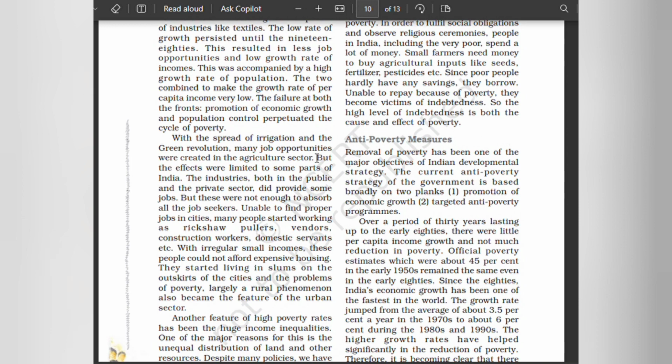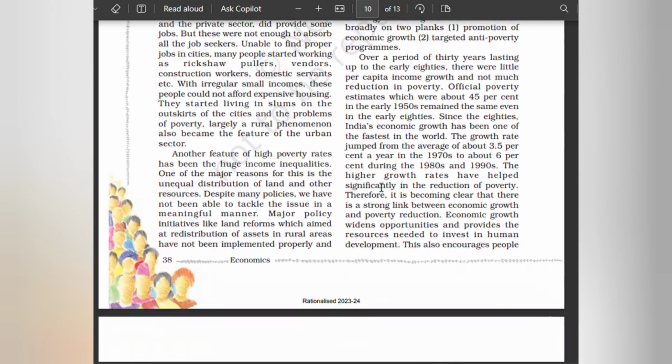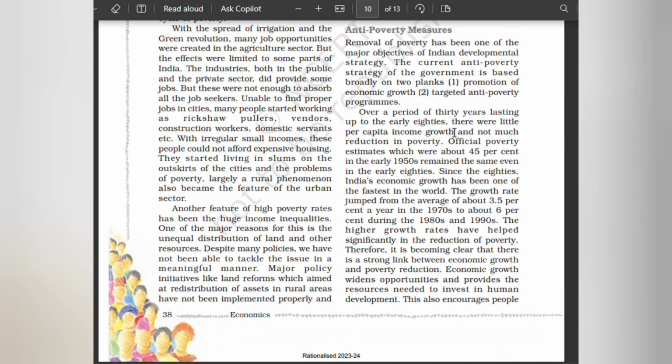Anti-poverty measures. Removal of poverty has been one of the major objectives of Indian developmental strategy. The current anti-poverty strategy of the government is based broadly on two plans: promotion of economic growth and targeted anti-poverty programs. Over a period of 30 years, lasting up to the early 80s, there was little per capita income growth and not much reduction in poverty. Official poverty estimates, which were about 47% in the early 1950s, remained the same even in the early 80s. Since the 80s, India's economic growth has been one of the fastest in the world.